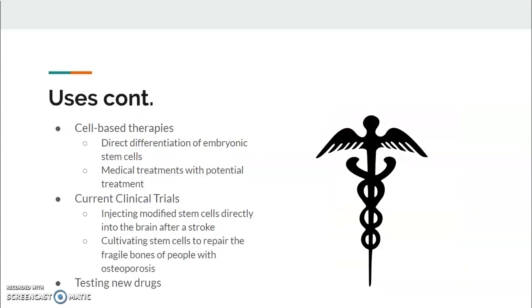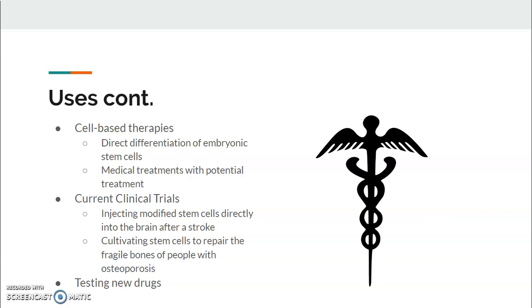So some of the uses continuing along include cell-based therapies. So what I mean by cell-based therapies is that if researchers can find a reliable way to direct the differentiation of embryonic stem cells, so that if they can direct what path an embryonic stem cell takes, like what cell it's going to develop into, then they might be able to use these cells to treat certain diseases. For example, let's say you're having problems with your liver. If they can direct these embryonic stem cells to produce new liver cells, you may be able to fix your liver just by using your own cells.